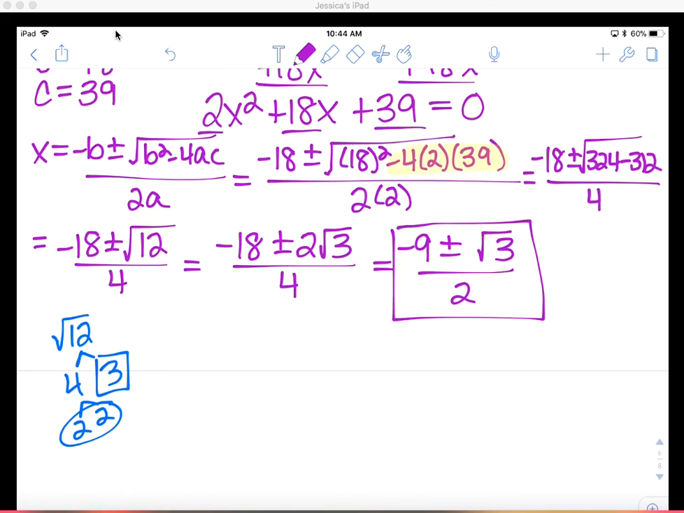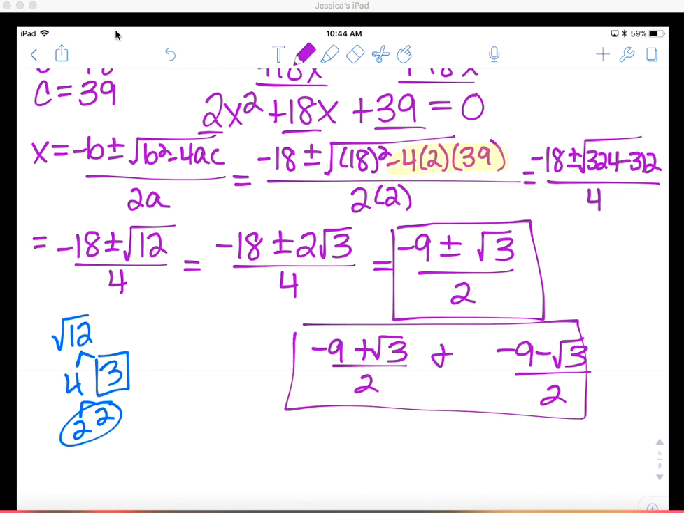Technically, we do have two answers here. I could separate this and write this as negative 9 plus the square root of 3 over 2 and negative 9 minus the square root of 3 over 2. I would take either option. Those mean the same thing.